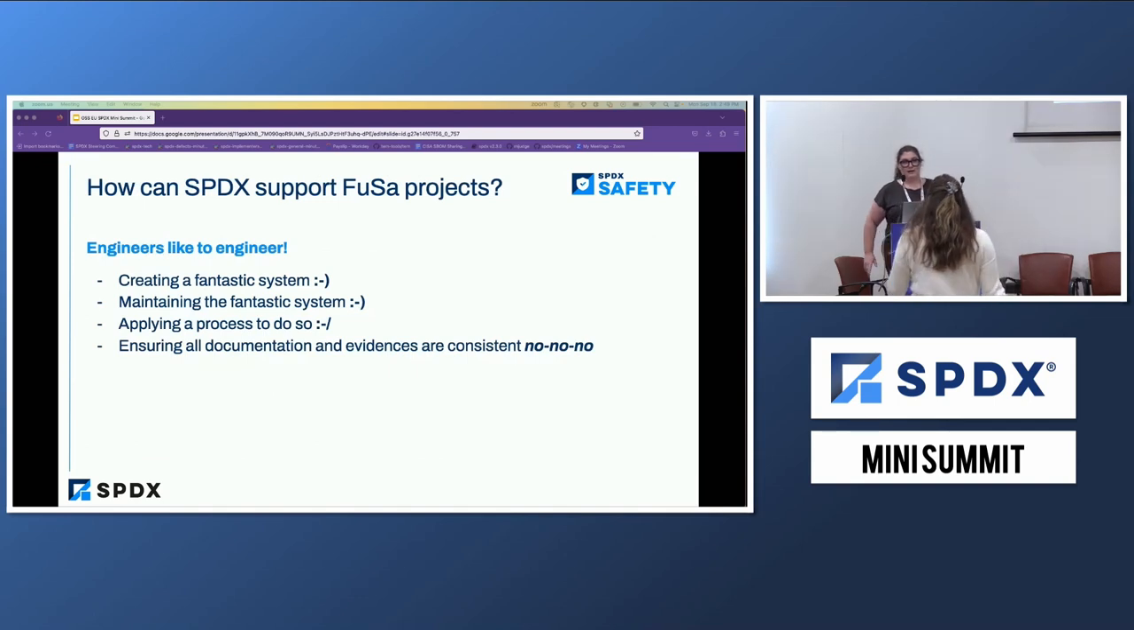So why did we start to think about using SPDX? When we look into what needs to be done for functional safety, we are all engineers, and we like to have fantastic systems, and in most cases we also like to maintain them. Do we like to apply a process? It might help, it might bother us, but it's okay. But ensuring all documentation and evidences are there, that we described everything, that we pull everything together, that's a pain, because we have everything in our heads already, we have everything implemented already, it's running. It's a big no-no, a big pain. So this is really the thing where SPDX can help a lot.